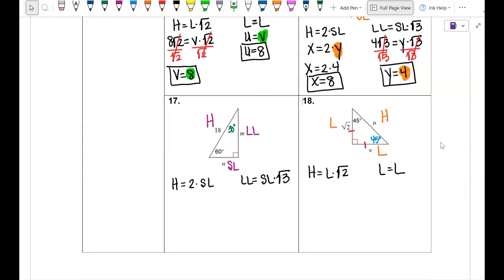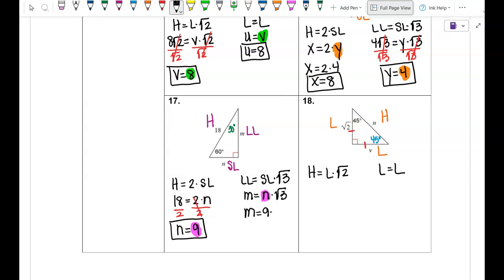Number 17, when I substitute in, 18 equals 2 times n. So if I divide both sides by 2, I get n equals 9. And then the next one, m equals n times radical 3. Again, we just found n is 9, so we're going to substitute that in to get m equals 9 times radical 3. So m equals 9 radical 3.